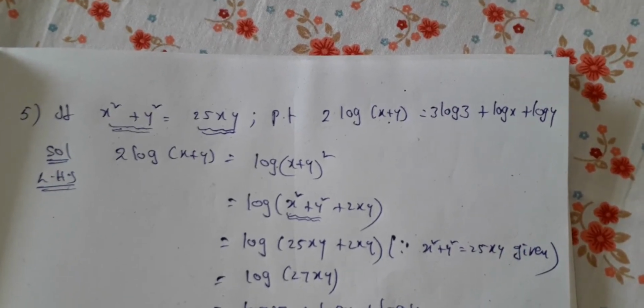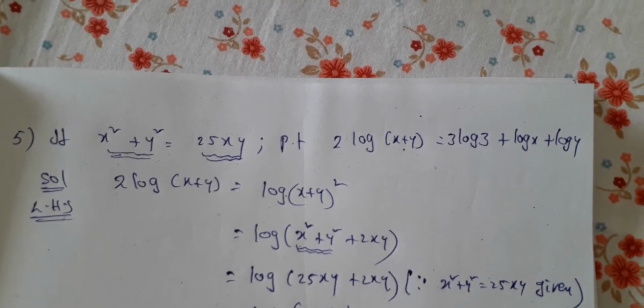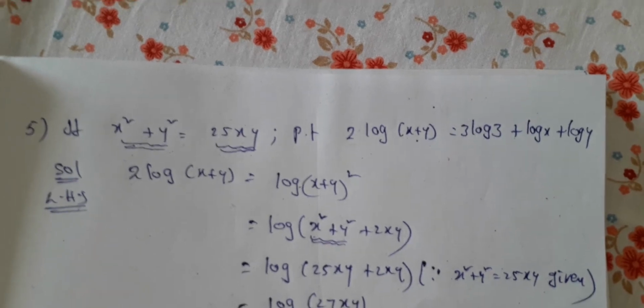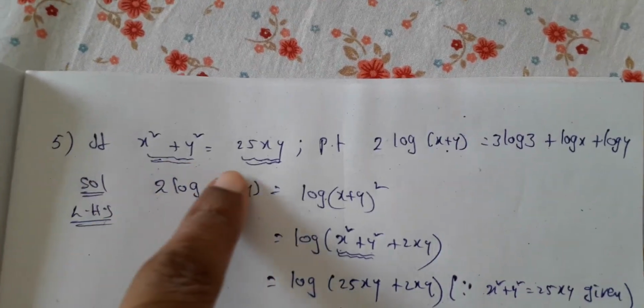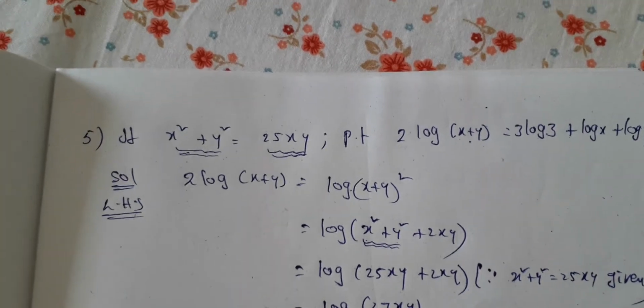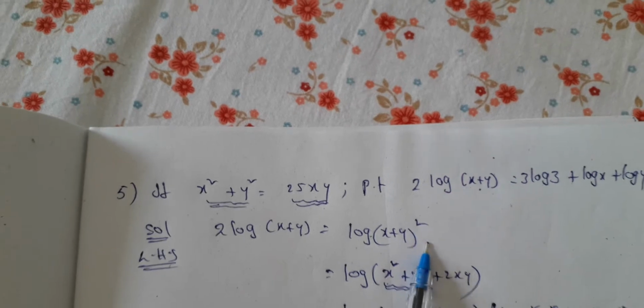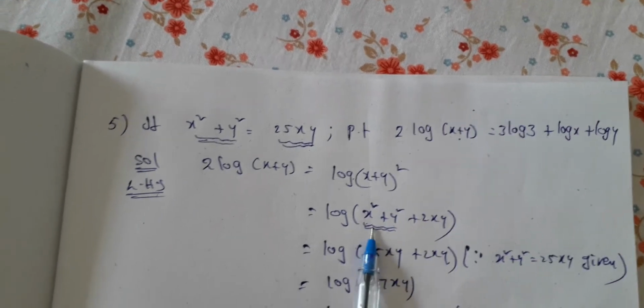When you look into the problem, you should understand what is given. (x plus y) whole square form is given in logarithms. And here in the given values, it is x square plus y square is equal to 2xy. Very easy to understand. So now we are taking the LHS part, converting it into (x plus y) whole square.